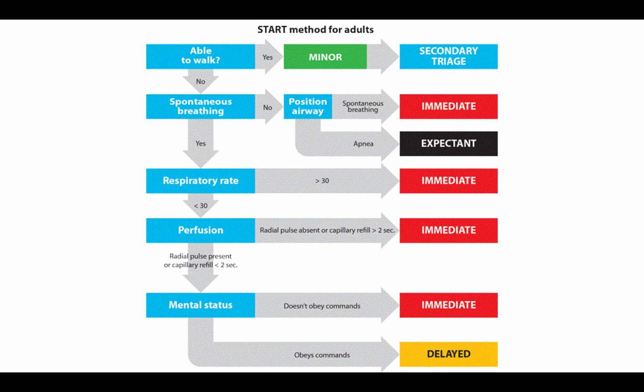When it gets to perfusion status, we're going to check a radial pulse or a cap refill. If the cap refill is greater than 2 seconds, we put them in red. If it's less than 2 seconds, we're going to move them down the process. We're going to go to the final step. We're going to check their mental status. Do they obey commands? If they obey commands, we're going to put them in the yellow category. And if they don't obey commands, we're going to put them in that immediate category. So really, to recap, it's a resource allocation tool. It's a clinical assessment that's dictating your resource allocation.